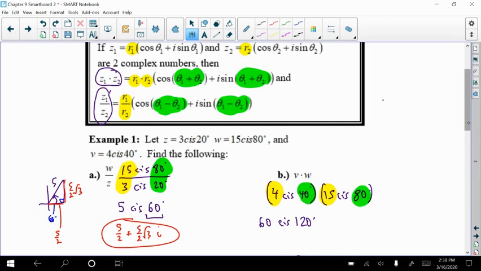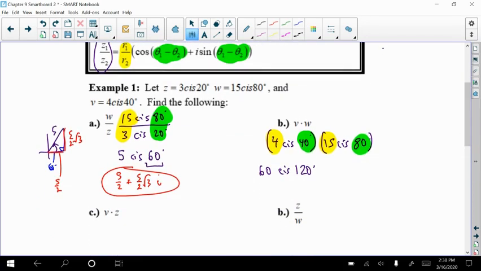You could also expand this out: one way to think about this is 60 cosine of 120 degrees plus 60i times the sine of 120 degrees. That's what cis notation stands for. But if you're more visual and want to draw out a 120 degree angle, which is how I think about it in my head, off to the side here it is, 120 degrees.